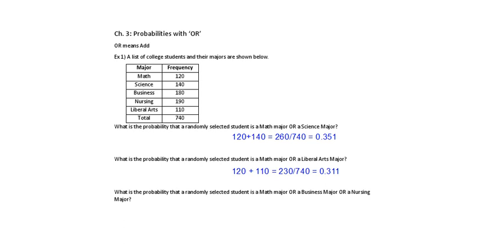Now the next one's kind of big. Math major or business major or nursing major. Well, it doesn't matter how many there are. It works the same way. There's 120 for math, plus 180 for business, plus 190 for nursing. That is equal to 490. When you're done, divide by the total, which is 740. And 490 divided by 740 is 0.662. That's all you do.